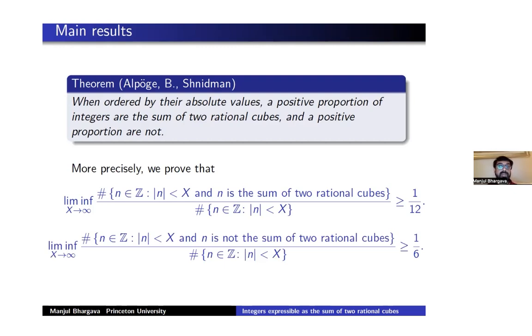And similarly, if we take the lim-inf of the density of the set of integers that are not the sum of two rational cubes, that's strictly greater than 1/6. So that's what we mean when we say the set of integers that are the sum of two rational cubes has density strictly between 0 and 1. So there is a positive portion that can't be expressed as the sum of two rational cubes, and a positive portion that can be so expressed.